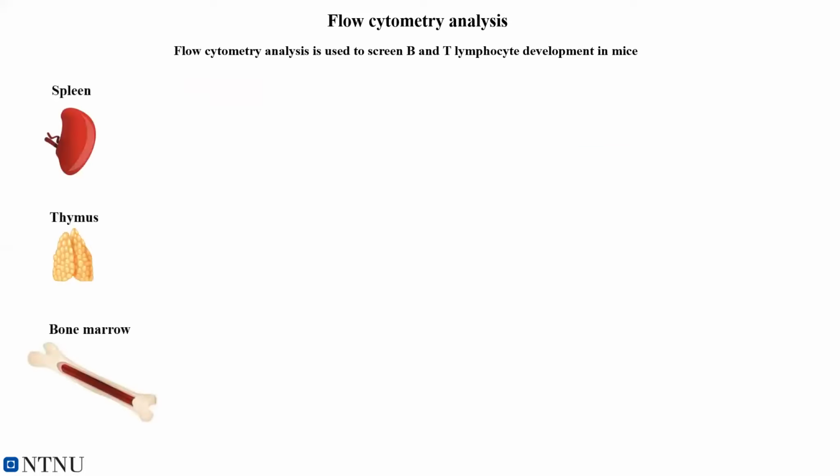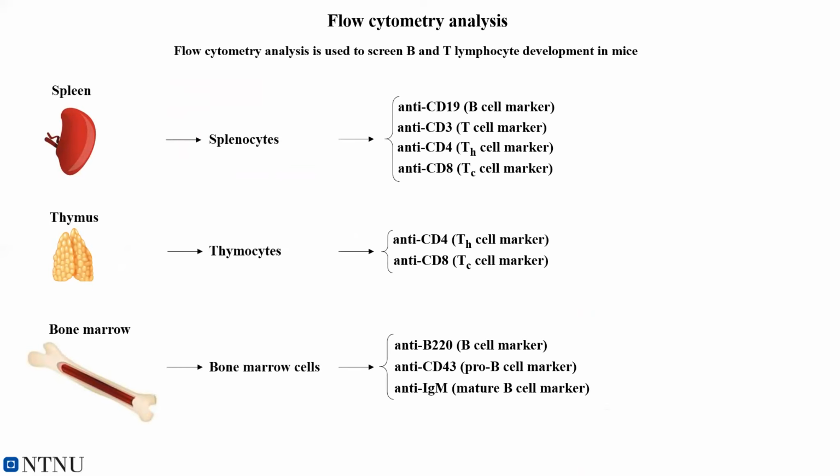To screen B and T cell development in mice, I isolated spleen, thymus, and bone marrow. Splenocytes were immunostained using anti-CD19 and anti-CD3 to show the frequency of B and T cells, in addition to anti-CD4 and anti-CD8 to show the frequency of T cell subsets in a spleen.